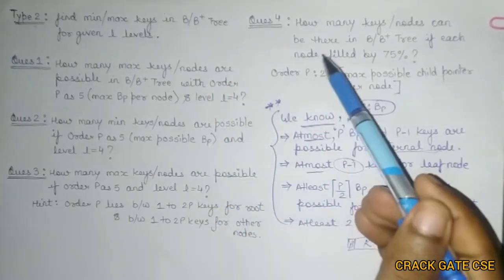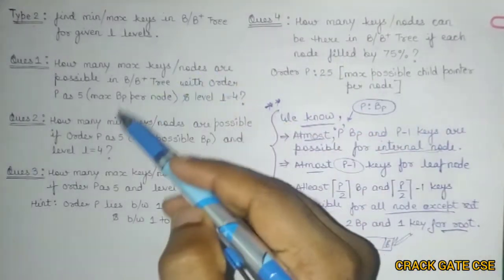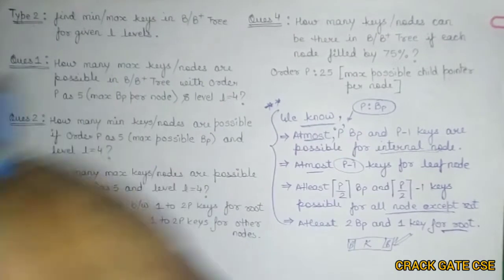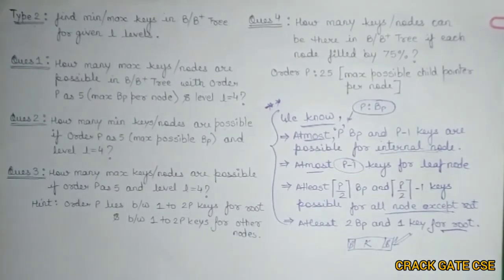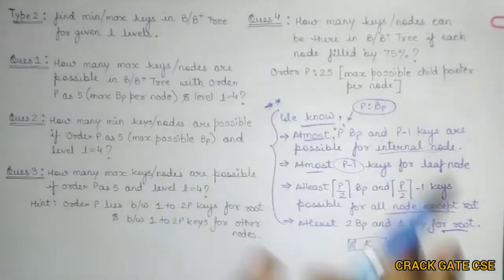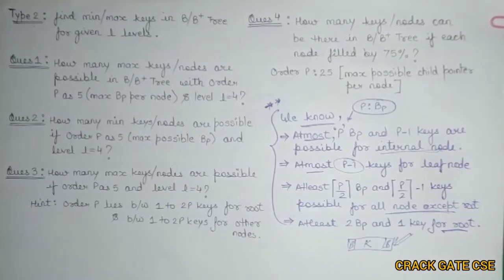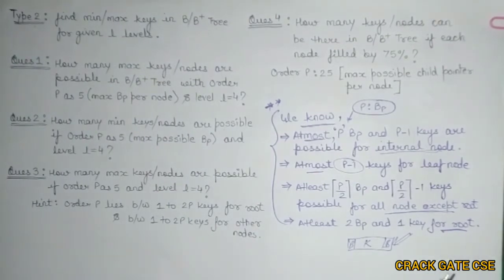So here I'm having 4 questions. These 4 questions cover all the variations of type 2 questions. In the previous video, we discussed how we can find out the order of a B or B plus tree. If you have not checked that particular video, please check that out, and later on you can see this video as well. Before solving all these questions, let's recall some important summary of the previous video.